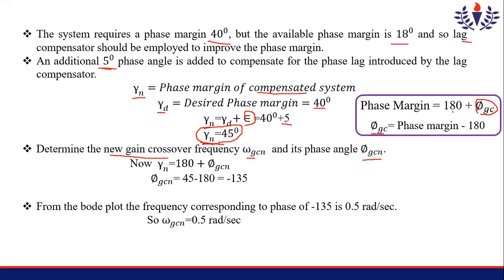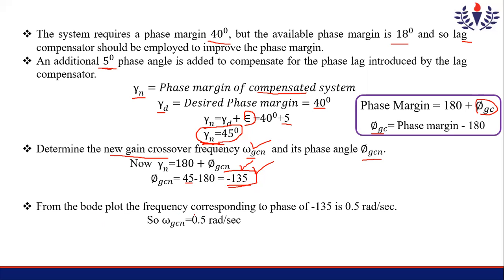Already we know that phase margin equals 180 plus phi GC. From that, phi GC is equal to phase margin minus 180. Here the phase margin is 45, so substituting, we get minus 135. The phase angle at the new gain crossover frequency is minus 135. So now from the graph, we need to observe what the gain crossover frequency is at this angle. At minus 135, what is the frequency? Omega GCN, that we need to observe. We'll see in the graph now.